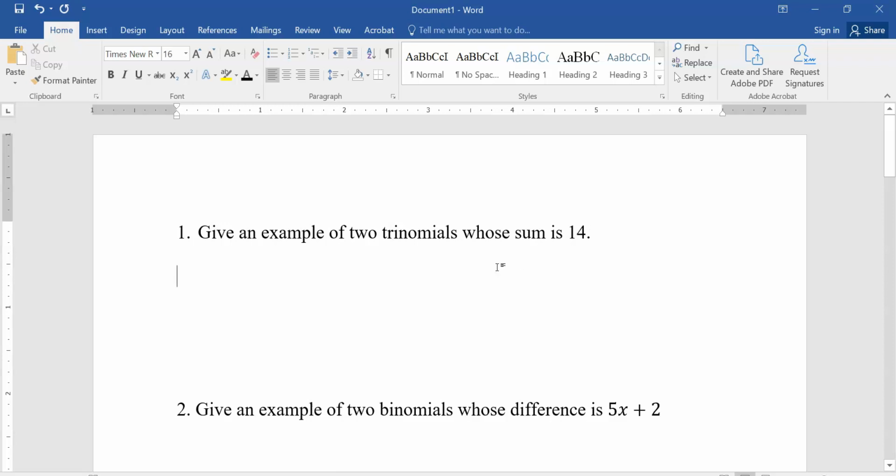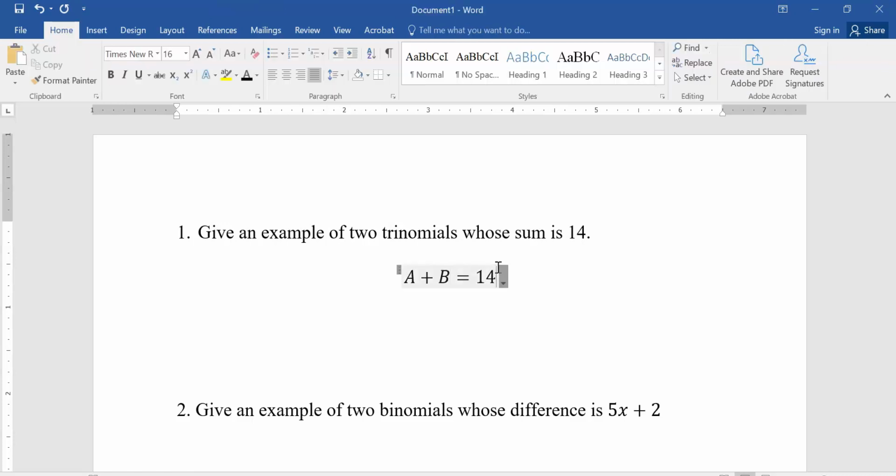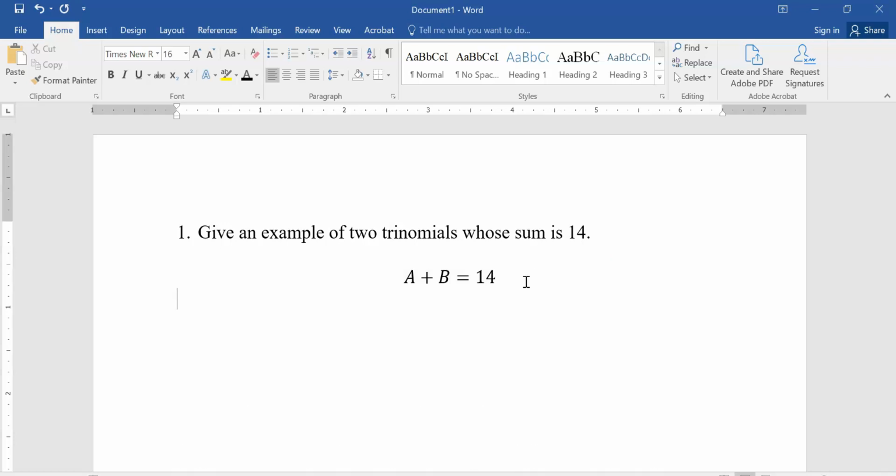So all we're looking for is two polynomials, polynomial 1 and polynomial 2, which add up to 14. Now, instead of writing these as polynomial 1 and polynomial 2, I'm just going to write these as capital A and capital B. So two polynomials, we'll call them A and B, which add to 14. Now, the only caveat about what type of polynomials is that they need to be trinomials.